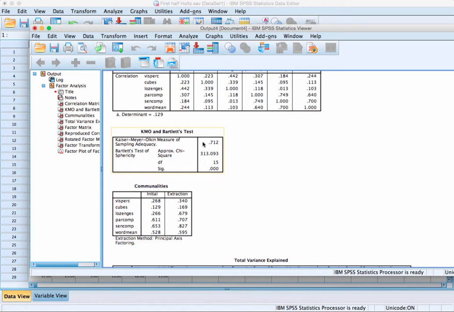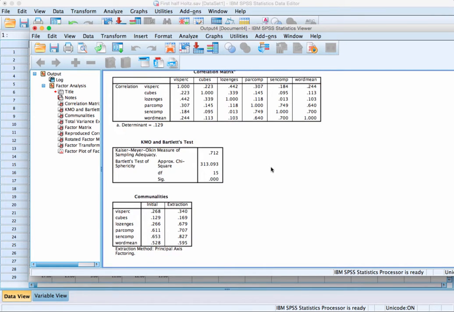Our KMO is above 0.5, so we want that to be above 0.5, and we want our Bartlett's test to be significant. So what this is telling us is that we don't have a lot of multicollinearity within our correlation matrix.